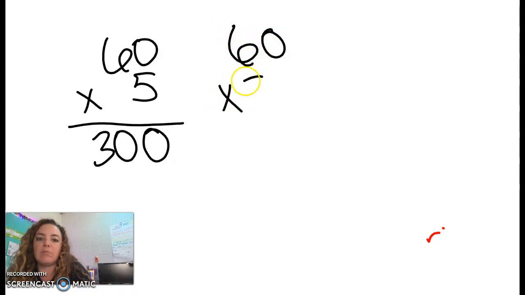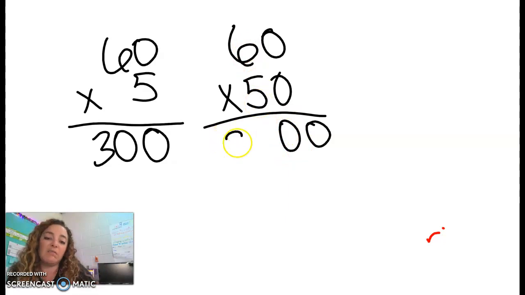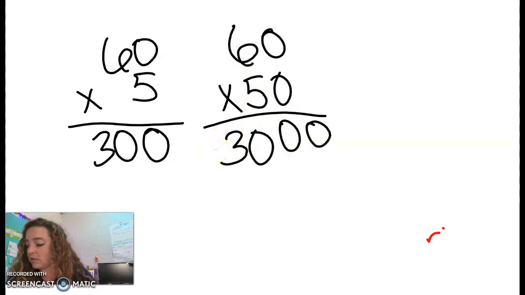And 60 times 50, again, when I have these zeros on the back, I just know I'm going to write down 2 zeros, and then I'm going to do 6 times 5, and 5 times 6 is 30, so 3,000, and I'm done. Okay, and I could do this with any multiples that are like that. It doesn't matter if it's hundreds or tens or thousands. If that 0 is in there in that place value, then I'm going to move on with it.